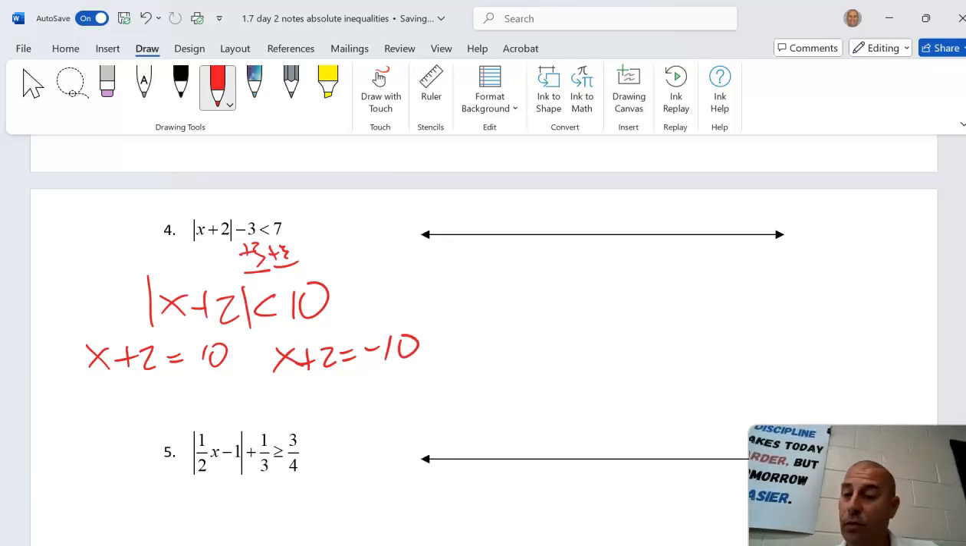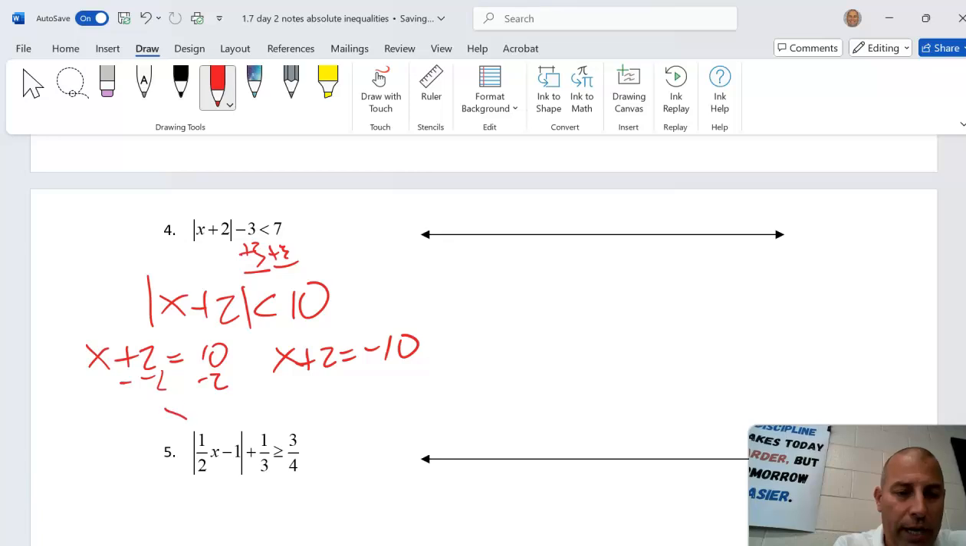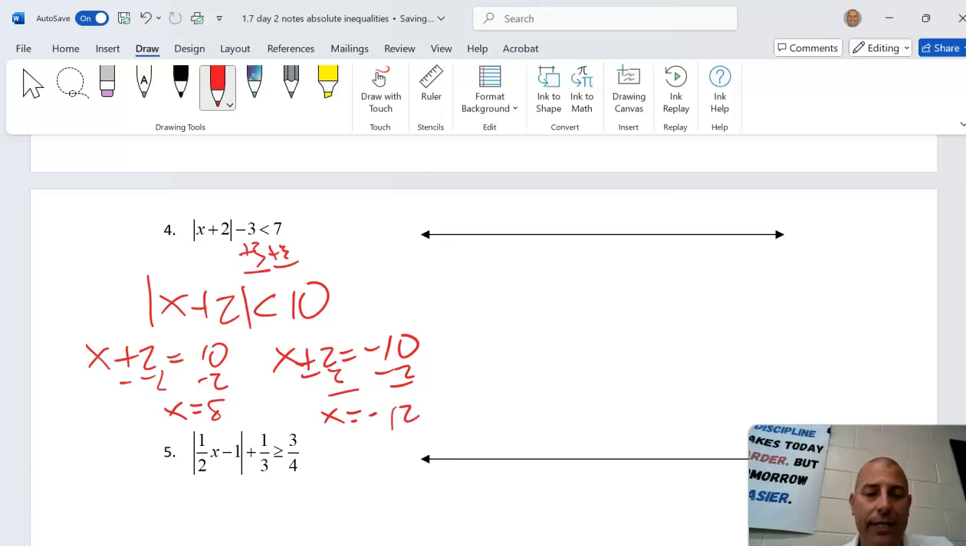So again, it's absolute value. You've got to make those two equations. And again, we just change it. We make the one positive into the negative there. So subtract your 2, and yep, we get an 8. Subtract your 2, and we get a negative 12. All right. So now we're ready to put our critical points down. I got me a negative 12. I got me a positive 8.